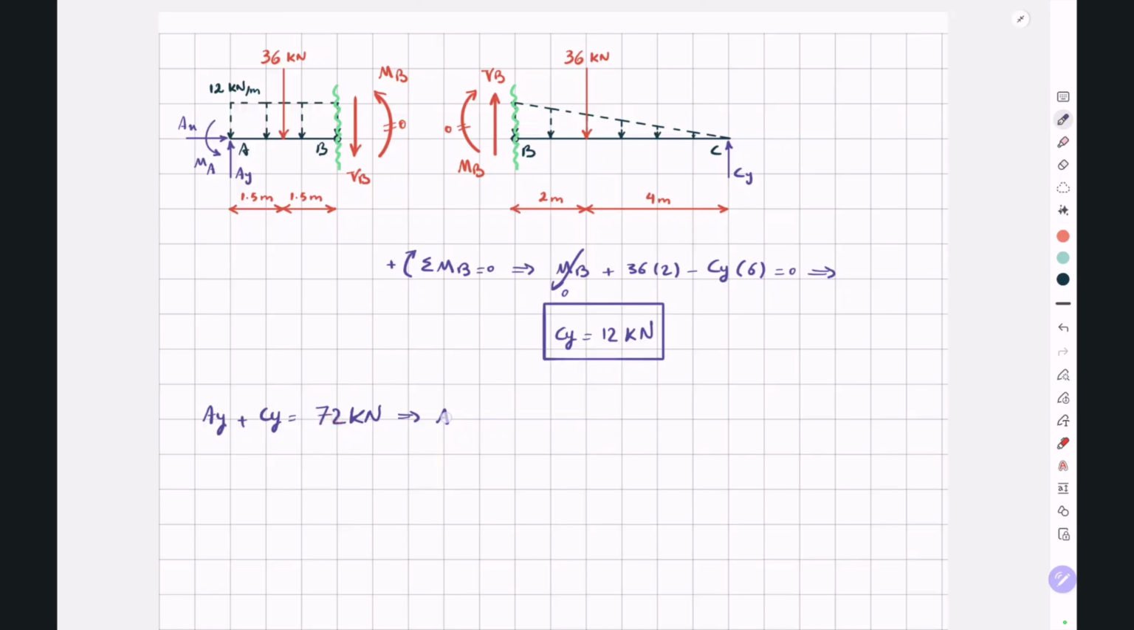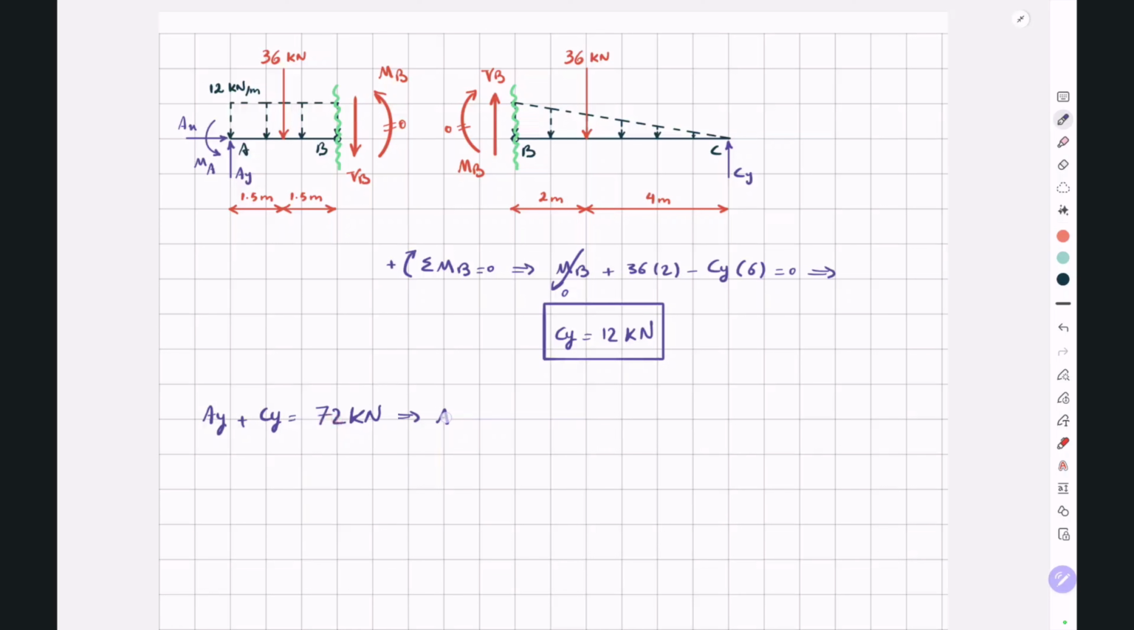And using this equation, we have MA plus 9CY is equal to 234. We have the value for CY, and we will be able to determine MA. So MA plus 9CY is equal to 234 kilonewton meter. MA plus 9 multiplied by 12 is equal to 234. And this will give us an MA equal to 126 kilonewton meter.